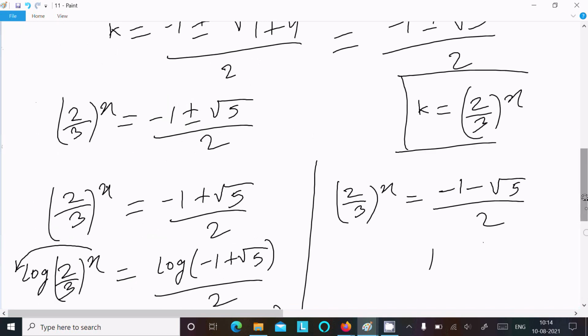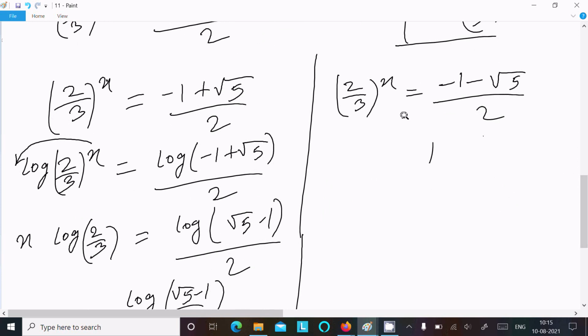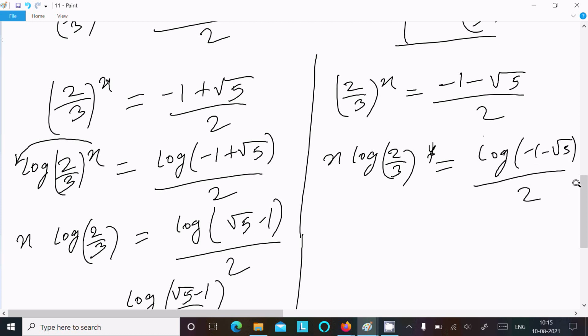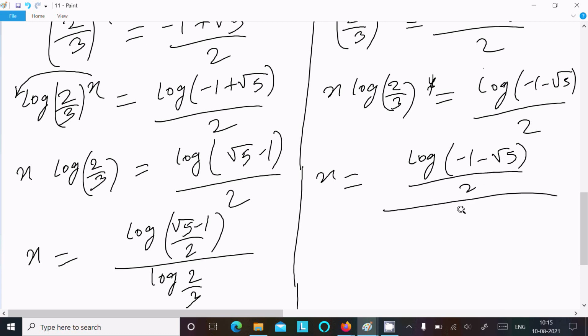Now if you want to get the negative one, you can also do that. Take the log directly: log of (2/3) power x equal to log of (minus 1 minus root 5) divided by 2. Now x equal to log of (minus 1 minus root 5) divided by 2, divided by log (2/3).